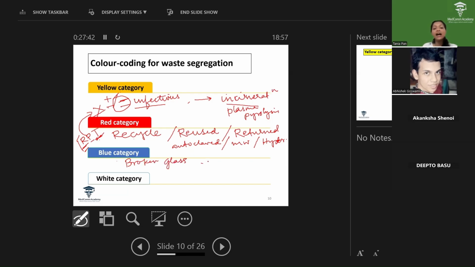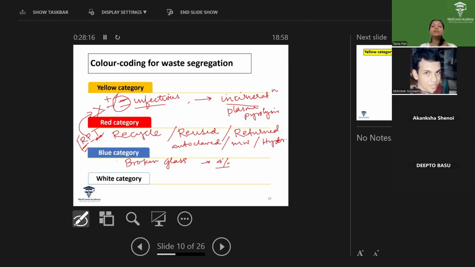Broken glass, basically, contributes almost 4% of the entire hospital waste. It is very voluminous: glass slides, glass ampules, glass vials, glass syringes, needles which have fixed needles. Anything where you use a drug and break the ampule, that's broken glass. It is dropped in, and now it goes to the blue category. Now we will see what the blue category actually is.